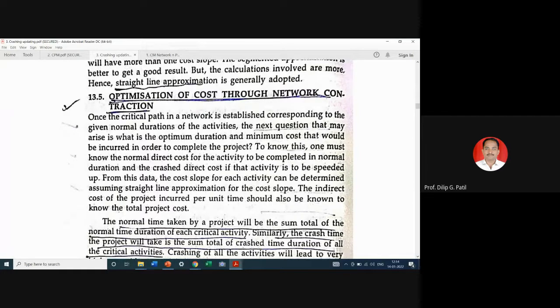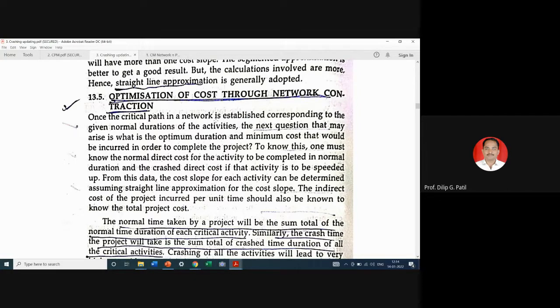We will move forward. So once the critical path in a network is established, how will we find the critical path? We have to look at the slack, and from that, events having minimum common slack are critical events, and then the path joining all these critical events will be the critical path. So accordingly, generally slack is considered. Sometimes in CPM we need to consider total float, but generally slack is also considered.